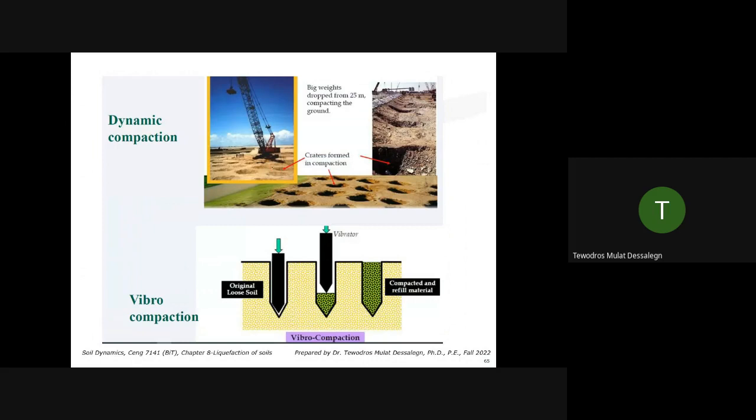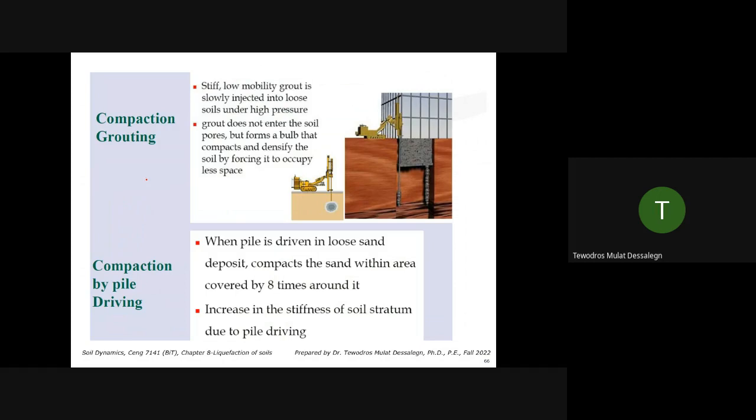Dynamic compaction. That's when you drop heavy weight and try to compact the soil. Vibro compaction. That's when you introduce a vibrator and compact the soil and replace it with some granular soil, refilling material. Compaction grouting, or you can introduce just some grouting to the soil. So you really change the behavior of the soil. Introduce grouting at many places.